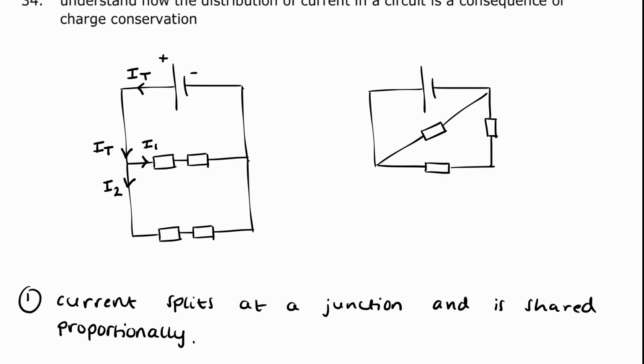Now let's do the same for the second circuit. Again, longest terminal is positive, shortest one is negative. Draw in our conventional current. It gets to a junction. Now depending on how large the resistance in loop 1 is compared to the resistance in loop 2 determines how large I1 and I2 are.